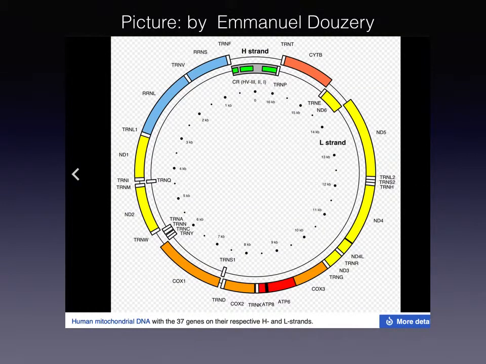Okay, here is an image of the mitochondrial DNA. It says here at the bottom, human mitochondrial DNA with the 37 genes on the respective H and L strands. And I want to point out here is that it is circular, round. Some of you may be familiar with that cultic image of the snake eating its tail. Maybe there's a connection there. We'll see.